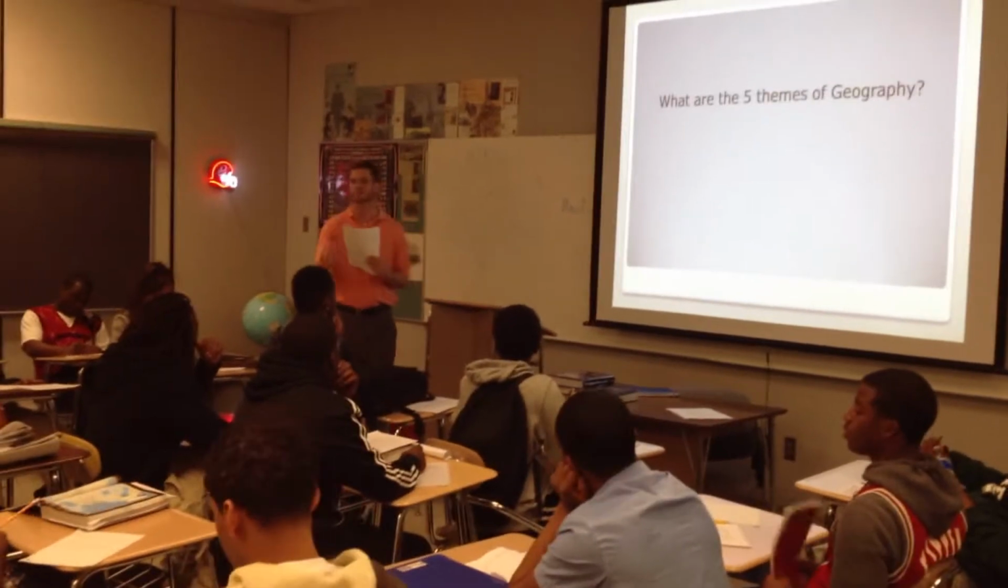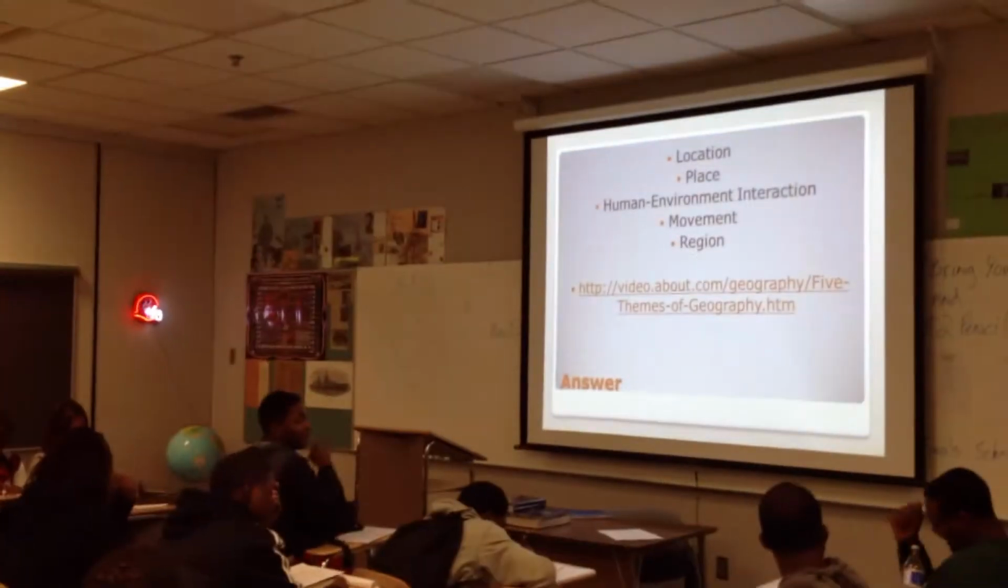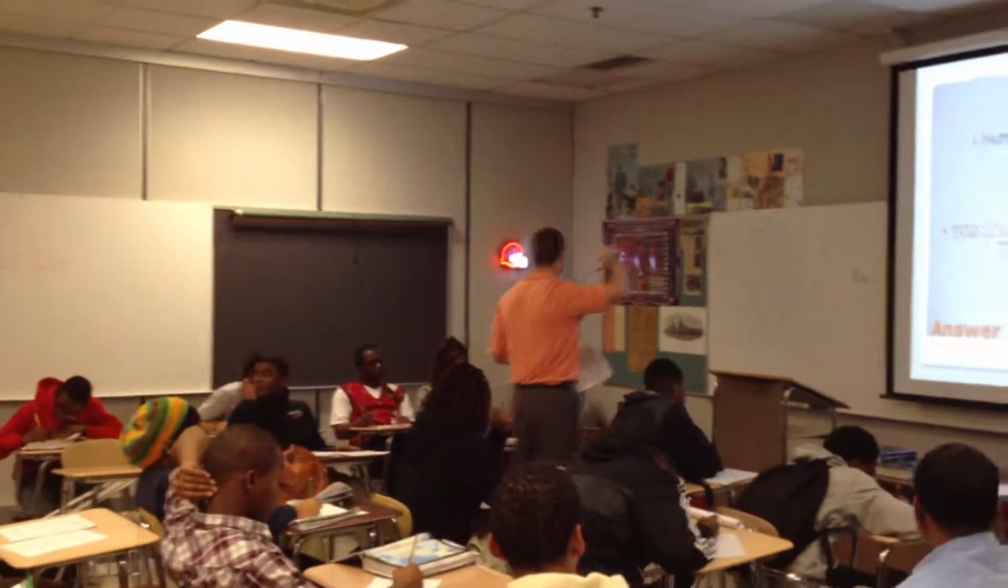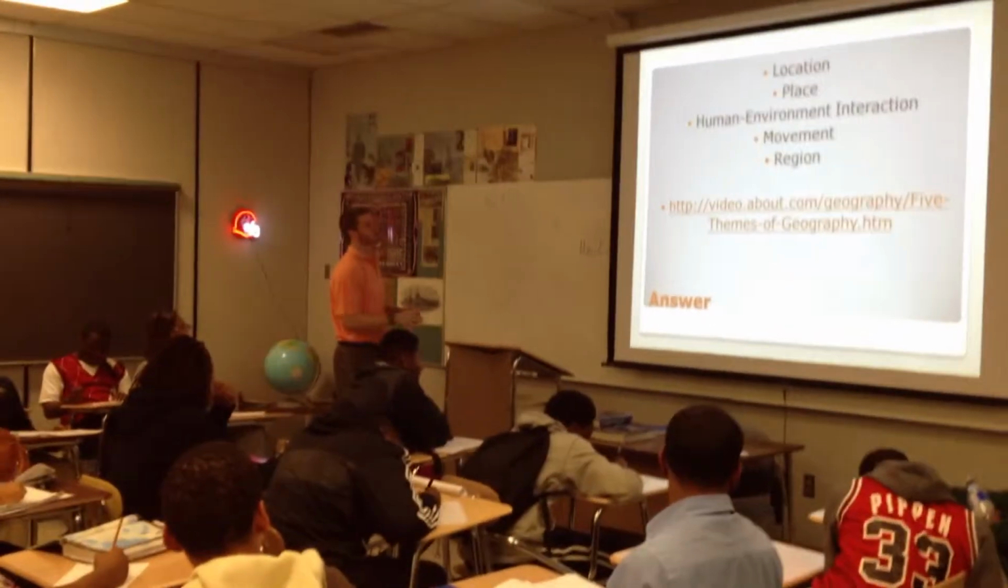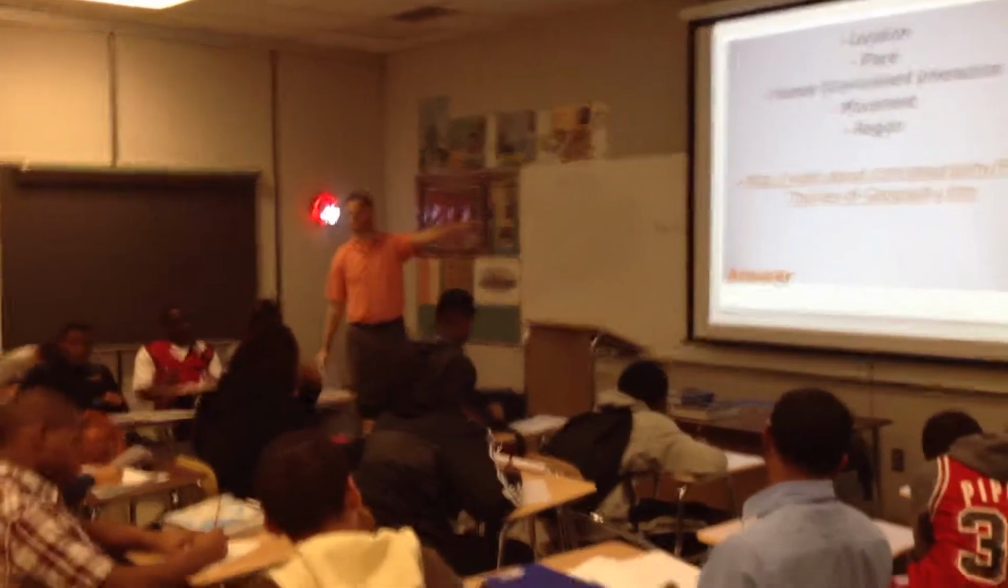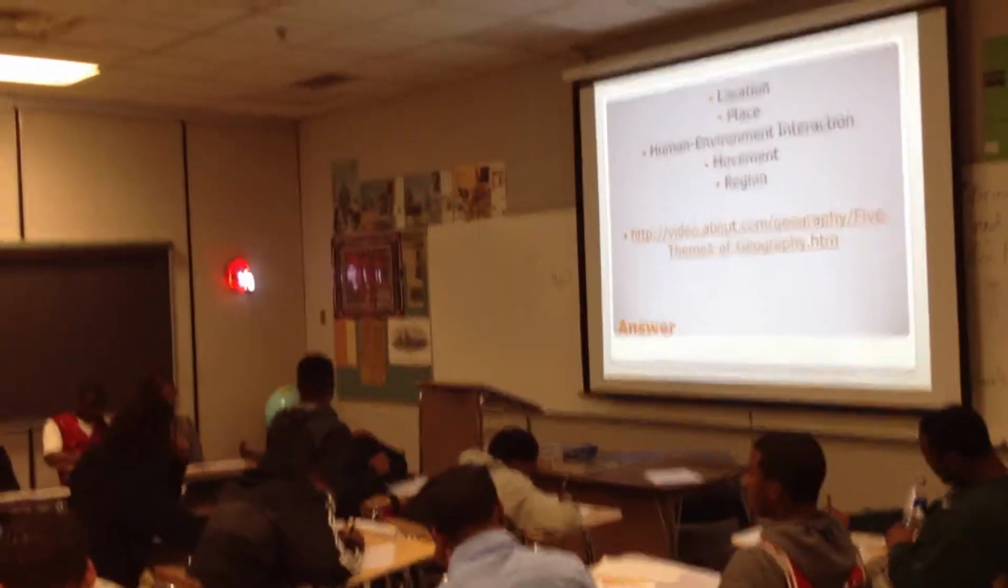Location, place, human environment interaction, movement, and region. These are the 5 themes of geography. Location, place. So just go ahead and write those 5 down, and then I got a little video clip for you guys, so you can sink in a little bit more, and they'll explain it more in the video for you.